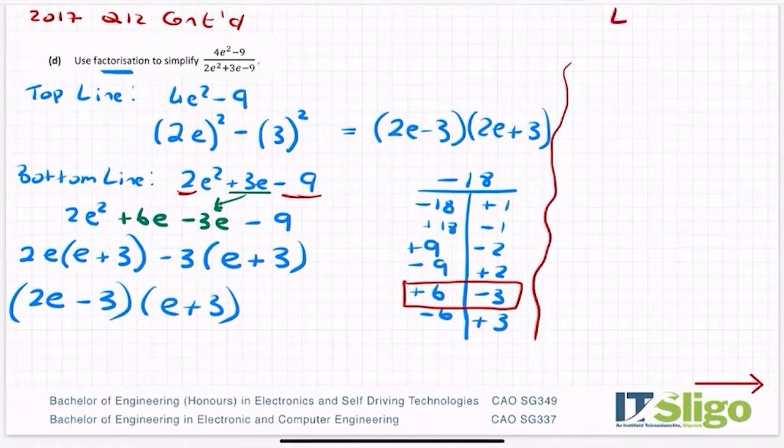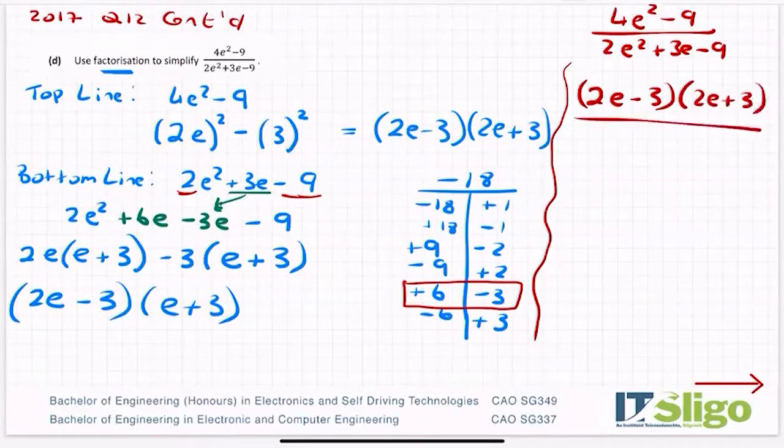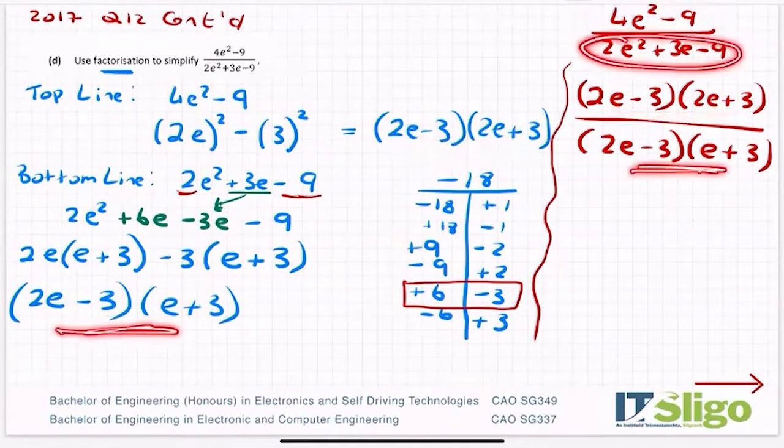So, okay, we had (4e squared minus 9) over (2e squared plus 3e minus 9). We write it now with its factors. So 2e minus 3, 2e plus 3 was the top line. And the factors of the bottom line, 2e minus 3, e plus 3. I've literally just replaced them with their factors.